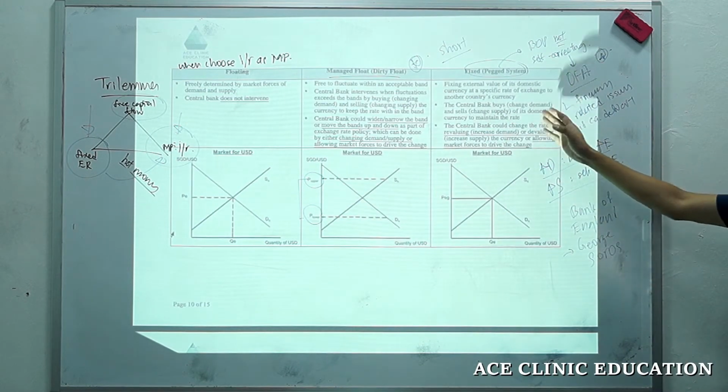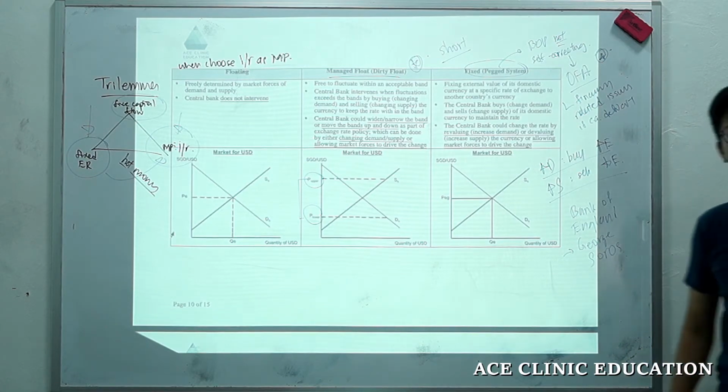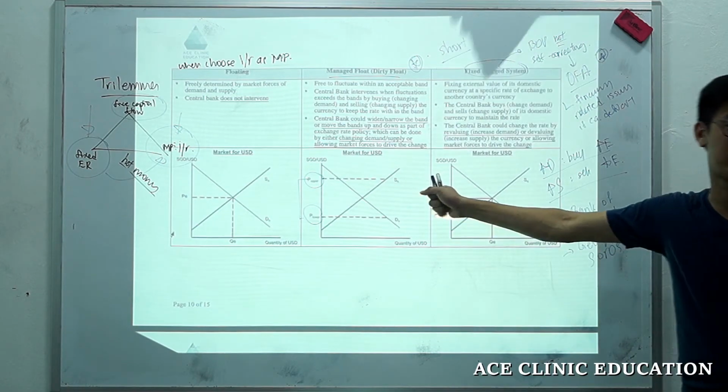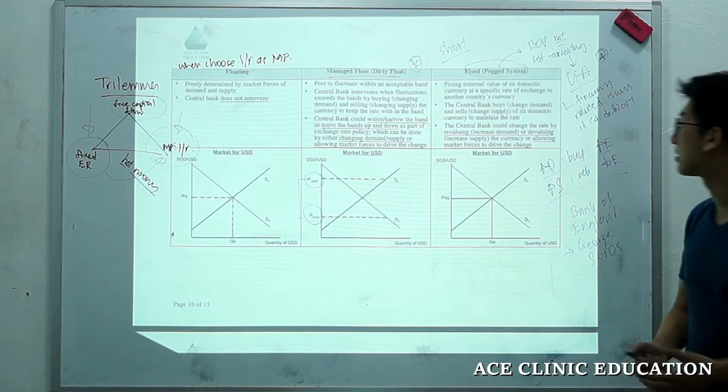You see, in a fixed system, it's very tiring, right? You've got to manage your currency all the time. Whether it's in a surplus or a shortage, right? You've got to keep intervening in the market to ensure that your market is at equilibrium. But in a managed float, you don't have to. It's part free market, it's part managed. So it's not so taxing in terms of managing the balance of payments.